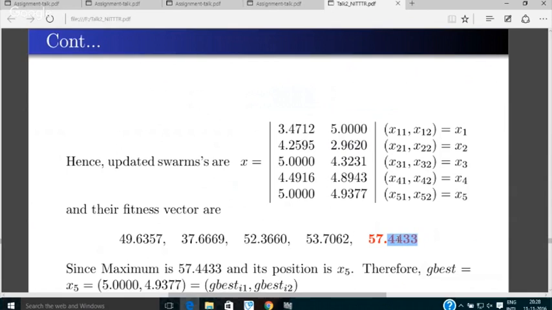Again, your target is to maximize the function, so find the maximum among all these 5. That is the global. The maximum is 57.4433. Now check whether this is the global or not. Compare this global with the previous global.